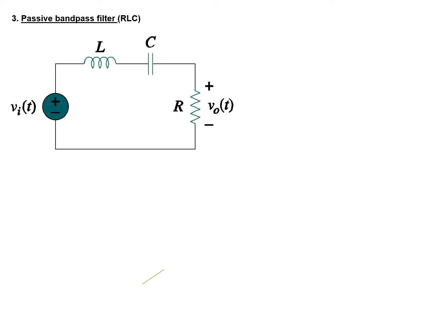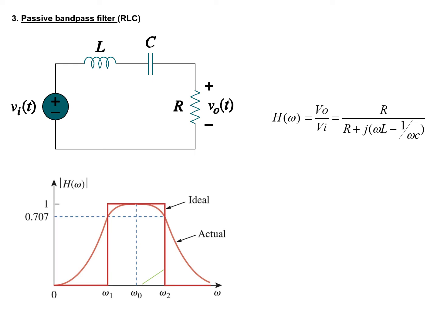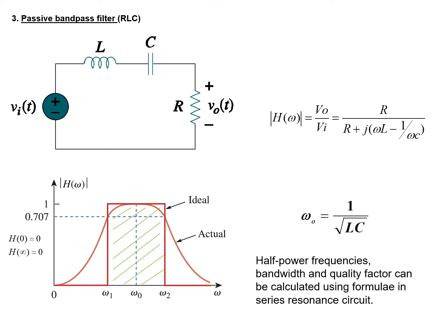A passive band-pass filter consists of a series RLC circuit, but note that the output voltage is measured across the resistor, and thus we have a transfer function which shows R over R plus j omega L minus 1 over omega C, and this becomes a band-pass filter as shown. Omega 1 and omega 2 cut off at 0.707 magnitude, and the resonant frequency is at 1 over square root of LC. Half power frequencies, bandwidth, and quality factor can be calculated using the formulas in the series resonance circuit.